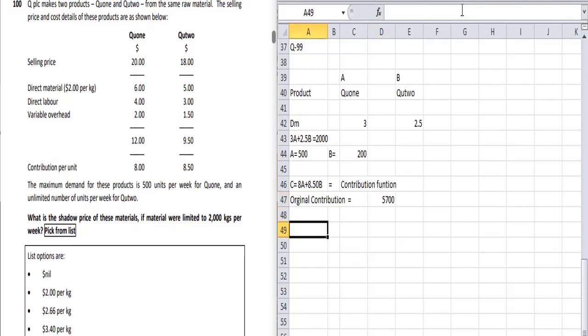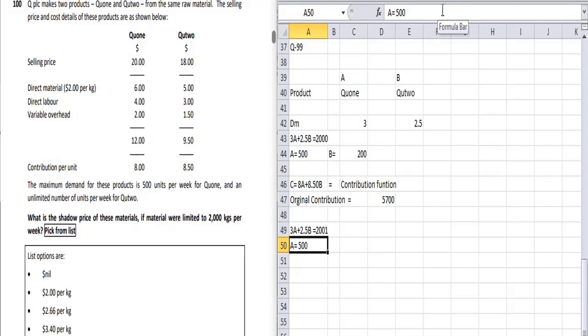Okay, so now what is the shadow price? Shadow price means, if the scarce resource or limiting factor, in our case material, if you get one more additional unit of material, by how much will your contribution increase, and that increased amount of contribution is your shadow price. I hope it is clear. So let's suppose one more unit of the scarce resource is available. Now our equation will be 2001, which means 1 kg of additional material is available.